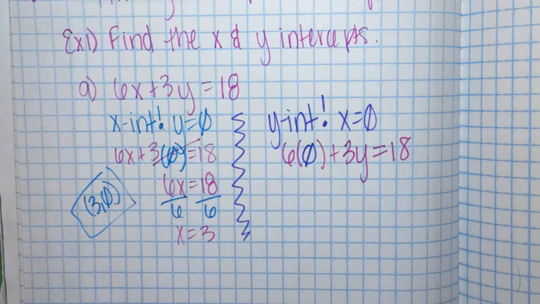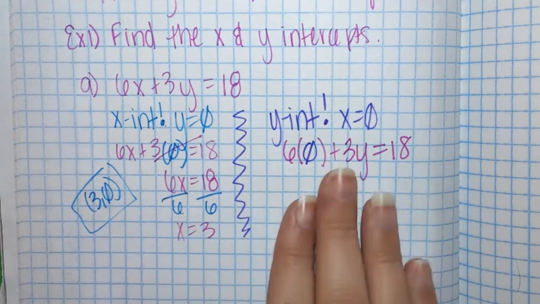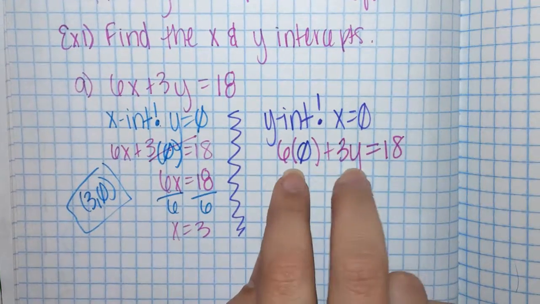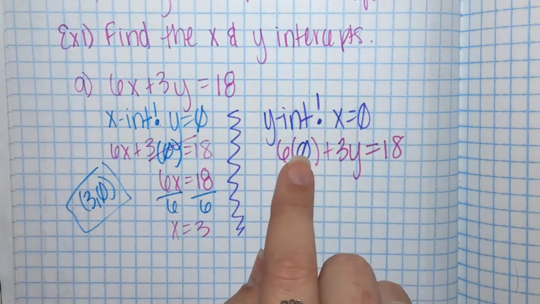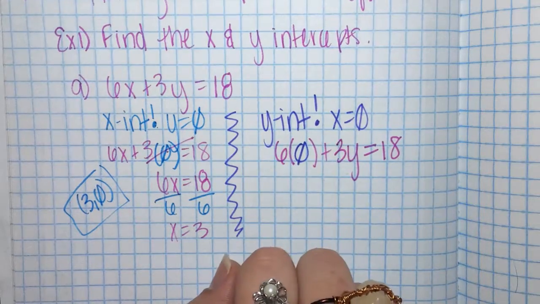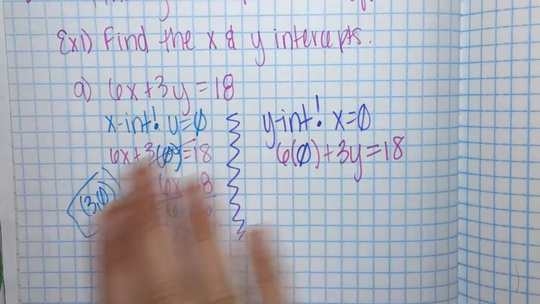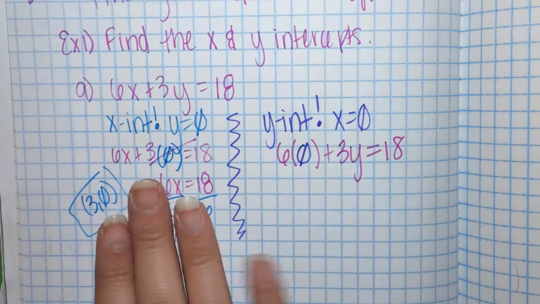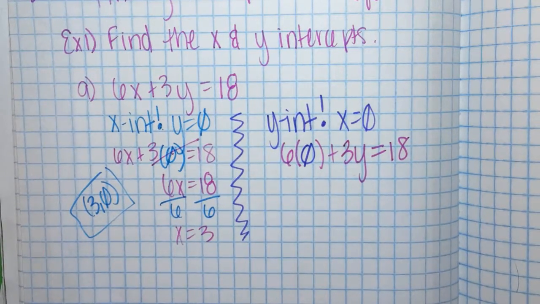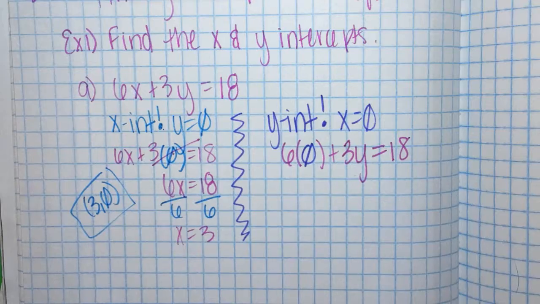So this wouldn't be standard form anymore? This is still in standard form. Yep, because your x and y are on the same side. But your x is now 0 because we're looking for our y-intercept. Okay? So it's just two separate problems that we're doing to find our information. Just like when we did function notation and we kept plugging stuff in, it's the same thing.